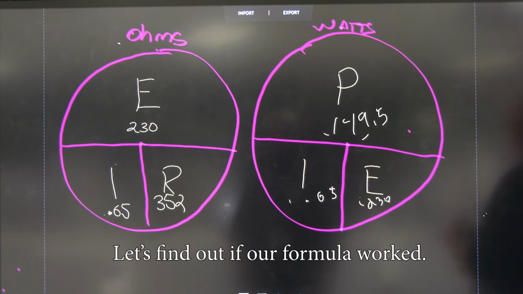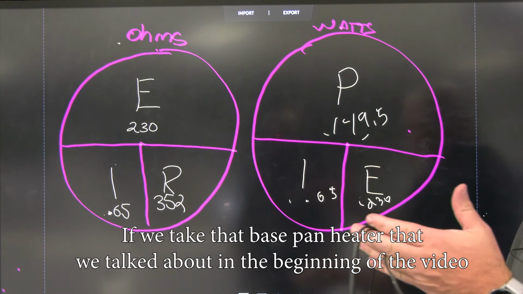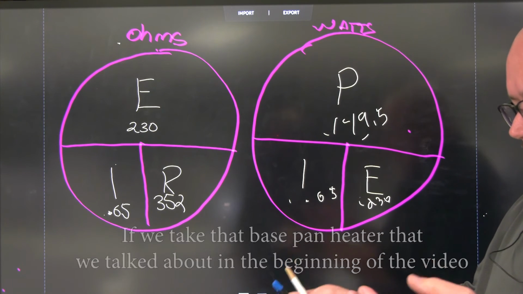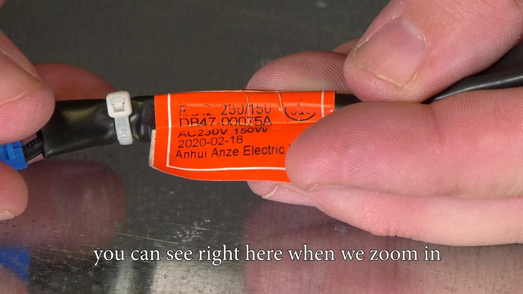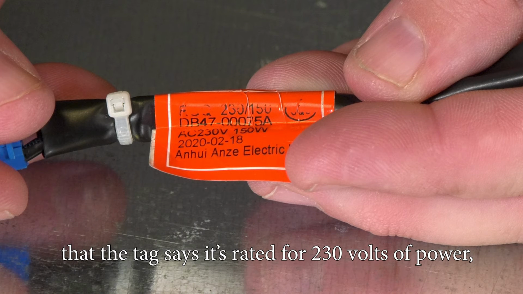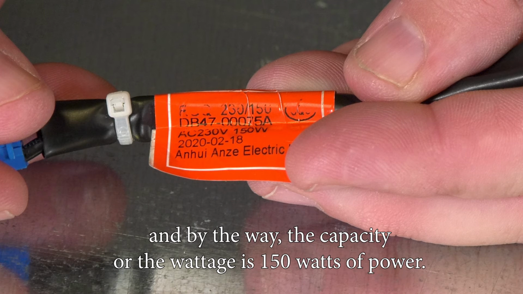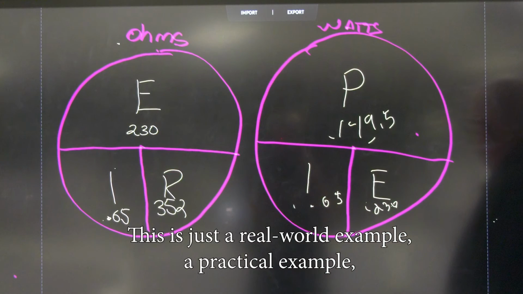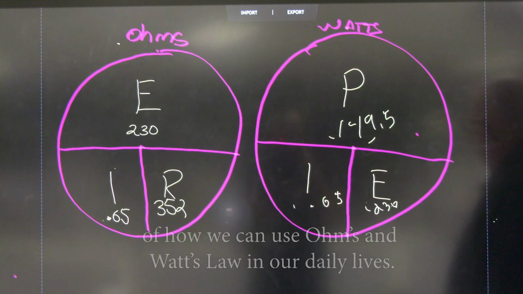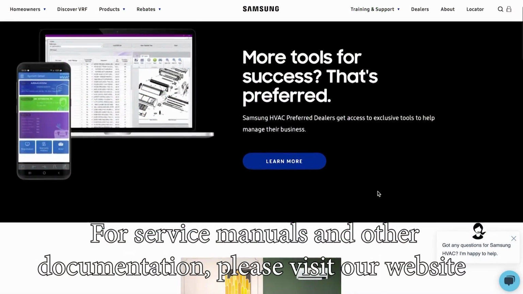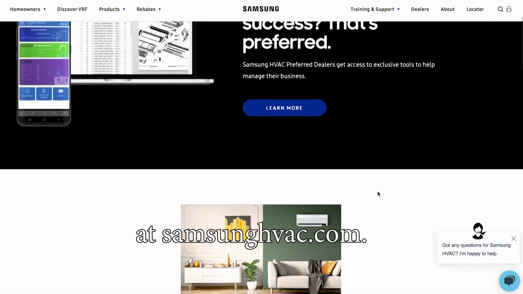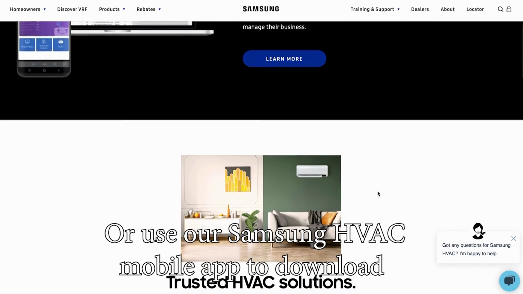Well, let's find out if our formula worked. If we take that base pan heater that we talked about in the beginning of the video, and we take a look at the tag, you can see right here when we zoom in that the tag says it's rated for 230 volts of power, and by the way, the wattage is 150 watts of power. This is just a real-world example, a practical example of how we can use Ohm's and Watt's Law in our daily lives.